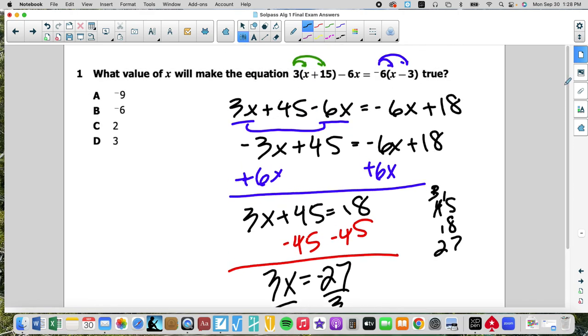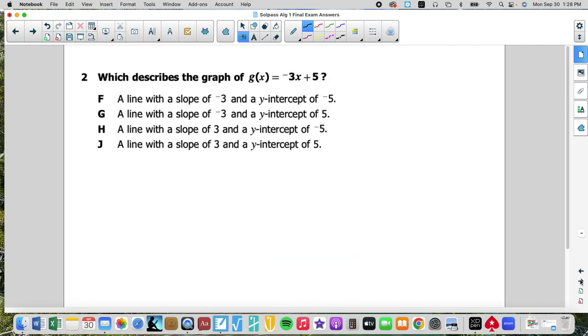That's the only value that can go into the problem that makes that equation true. Everything else, if we plugged in negative 6, you get a false number statement. Your variables will cancel because you're plugging in a value like negative 6, and then you simplify the left side, simplify the right side, and you get a number statement. If it's false, then that number you plugged in is not a solution. If we plugged in negative 9, we would get a true statement, a true number statement. Next: which describes the graph g of x equals negative 3x plus 5?